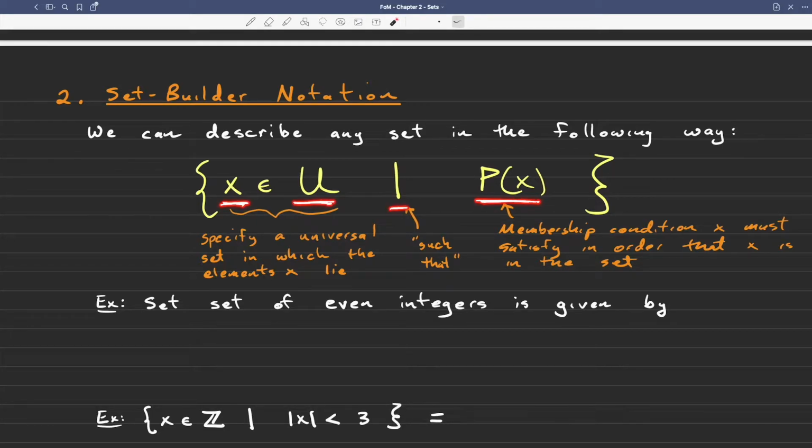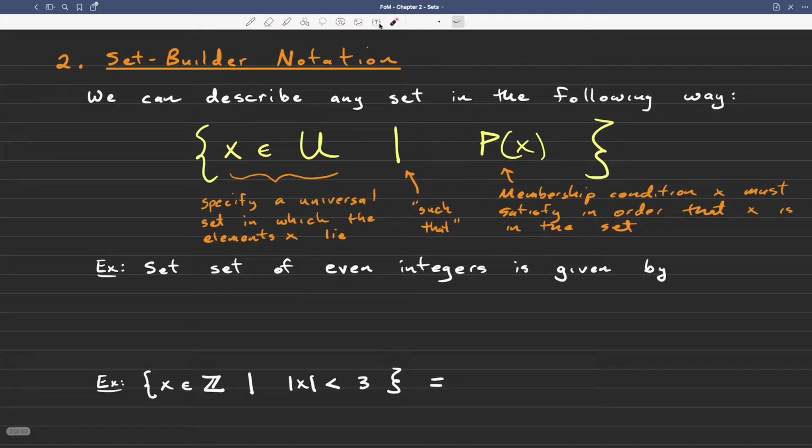This bar in the middle here just reads "such that". So overall, this notation reads: the set of elements x in the universe U such that, or with the property that, P of x is true. The condition P of x has to be true for a particular x in order for that particular x to be a member of the set.